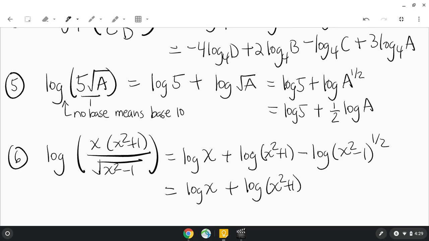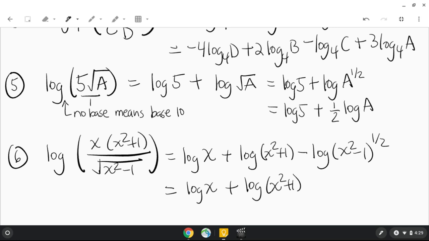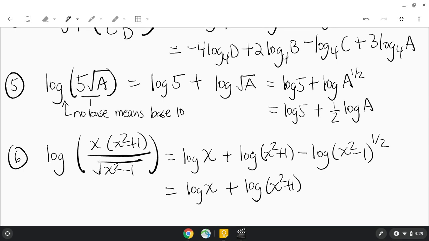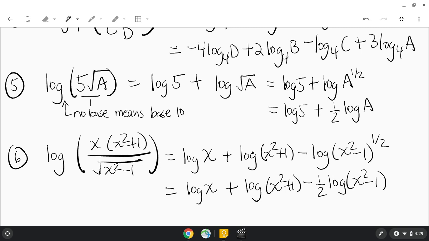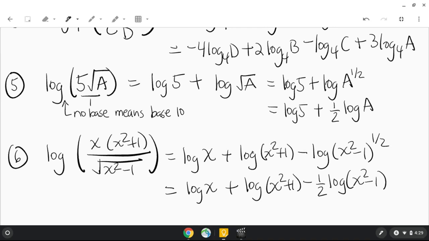If the whole thing in parentheses had an exponent, then we could bring it down. But the whole thing, x squared plus 1, does not have an exponent. So we just leave that. And then this third one, the whole thing, x squared minus 1, does have an exponent of 1/2. So that's why we're able to bring it down to the front. Okay. And that's pretty much it for expanding.